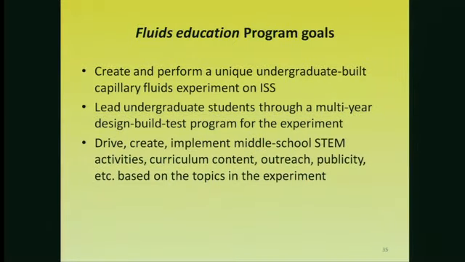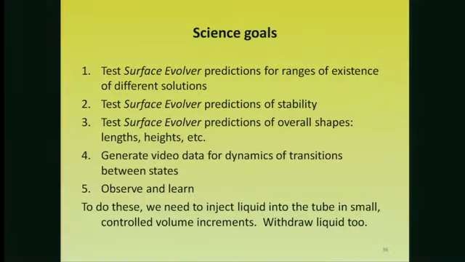So our program goals are to create this experiment, lead undergraduate students through a multi-year design, build, test program, and create and implement STEM activities for middle school and publicity and motivate students. Science goals are to test Evolver predictions for ranges of existence, just like I was showing you with the circular tube, predictions of stability, predictions of overall shapes, generate video data for dynamics of transitions between states, which obviously you'll have to use a different code for. OpenFOAM looks like the best one now.